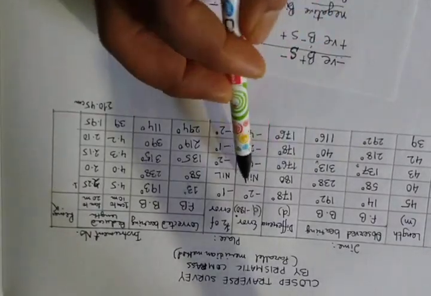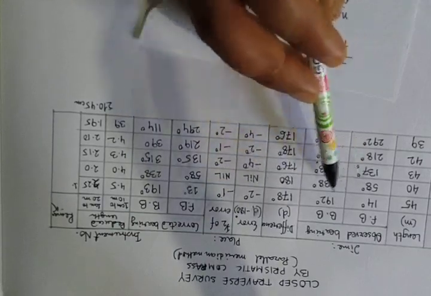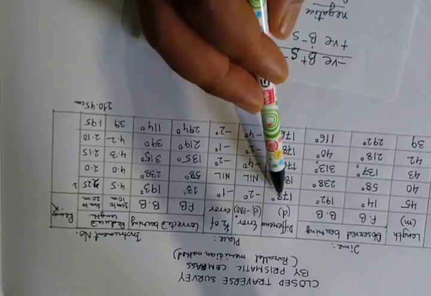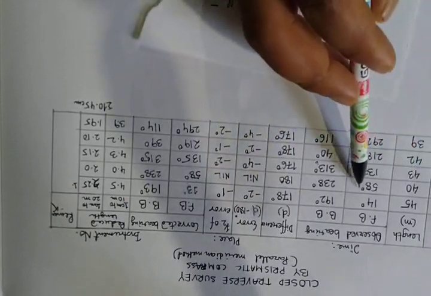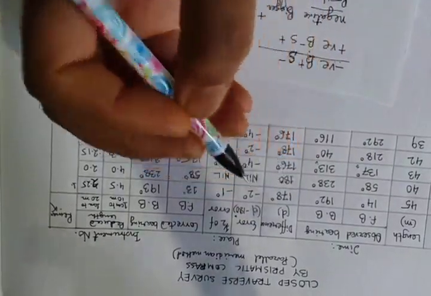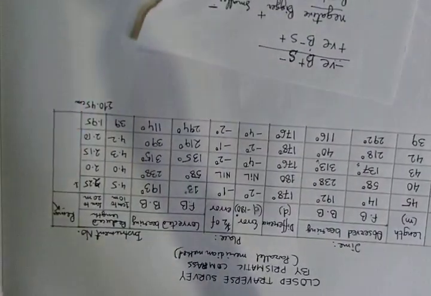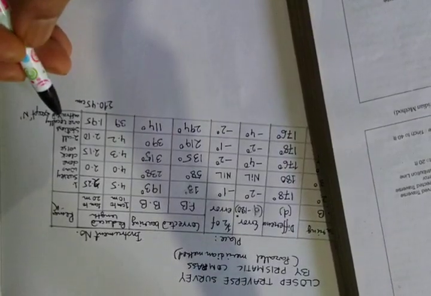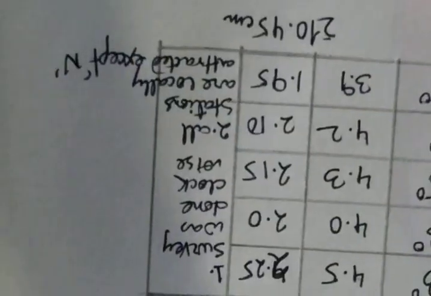If the values are not correct, that means if the difference between two readings is not 180 degrees, then this station is locally attracted. But if the difference between forward bearing and back bearing is 180 degrees, then there is no local attraction. So you can write here. I am writing. You can see here I have written the remarks. I am zooming in.